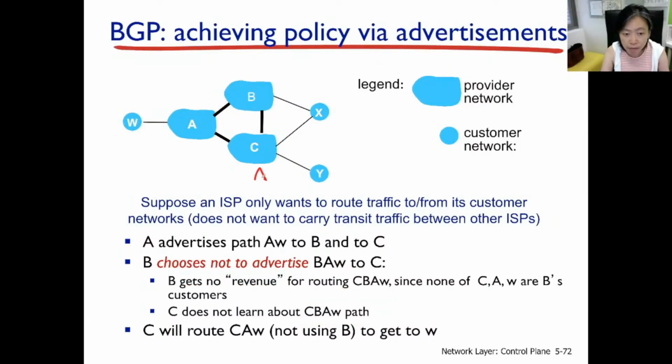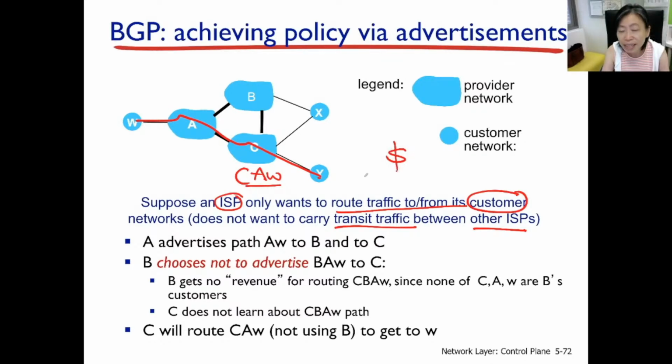Instead, C here receiving AW is going to prepend itself, CAW, and Y is going to use CAW as a way to send traffic to the user in W. So you see, in this scenario, it's very obvious. For a customer network, an ISP will be happy to route traffic to and from the customer. But an ISP not getting paid by others would hate to transit traffic between these other ISPs. So bottom line, not getting paid for the work.